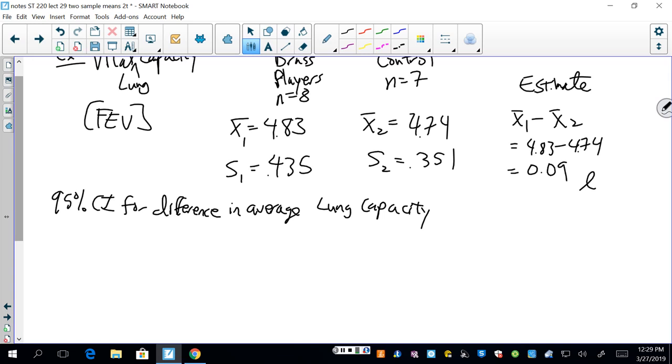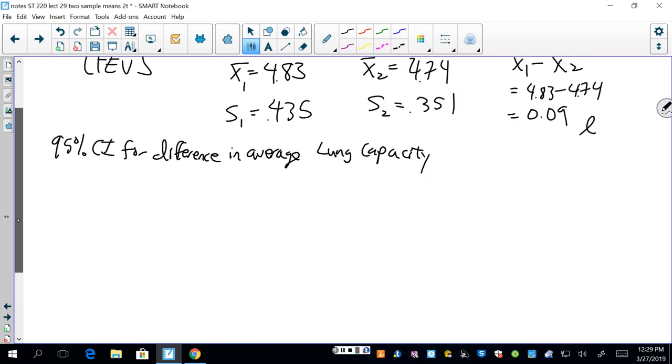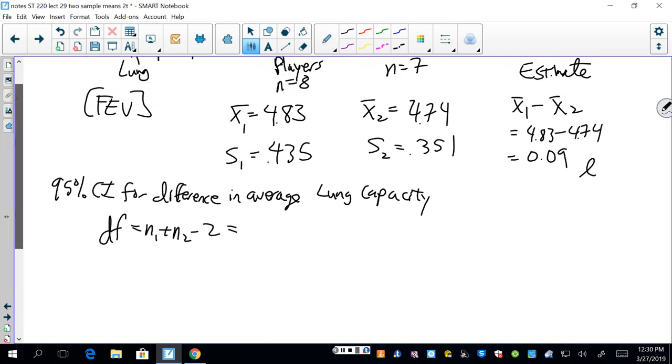So we would want to look at it. This is a pretty small sample, I suppose. So maybe this is kind of a pilot study for doing larger studies of things like that. To do this, we need to do a few steps. Degrees of freedom we can figure out: N1 plus N2 minus 2. In this case, it's 13.